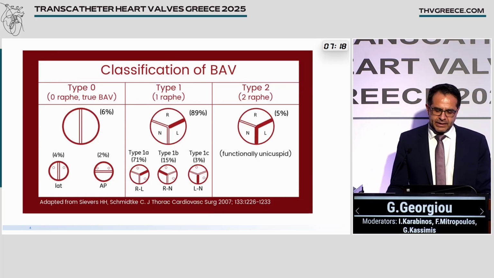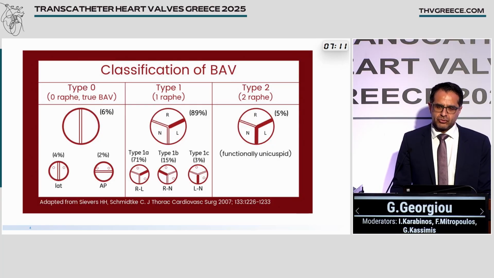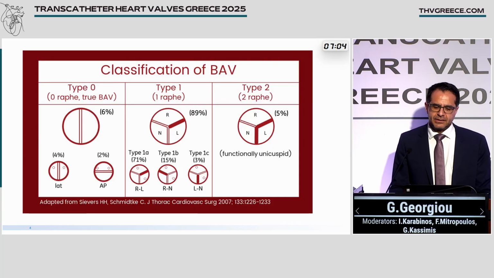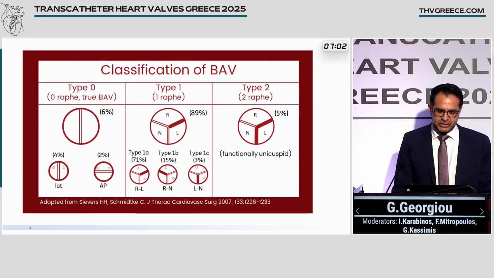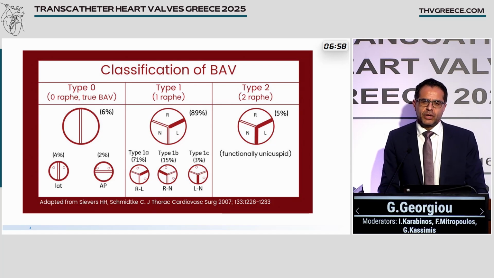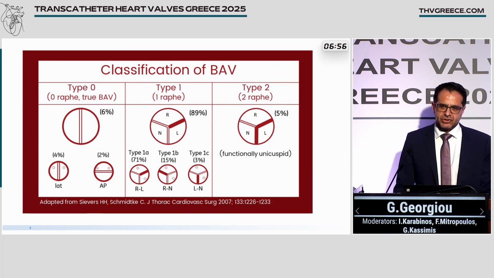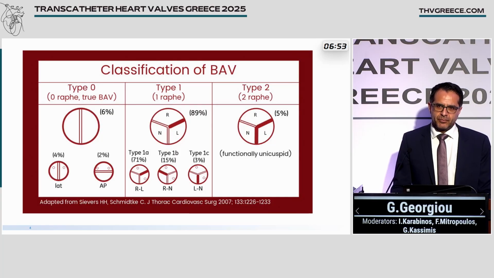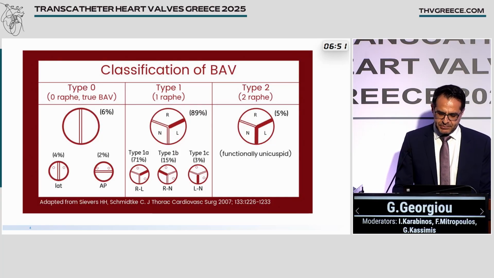Randomized control trials have traditionally excluded patients with bicuspid aortic valve anatomy, which is the most common congenital heart disease, occurring in 1 to 2% of the total population and representing about 25% of the patients over 80 who are referred for aortic valve replacement. From our data, 20 out of 160 patients per year who are treated with TAVI, in other words, 12% of our patients, have bicuspid aortic valve anatomy.